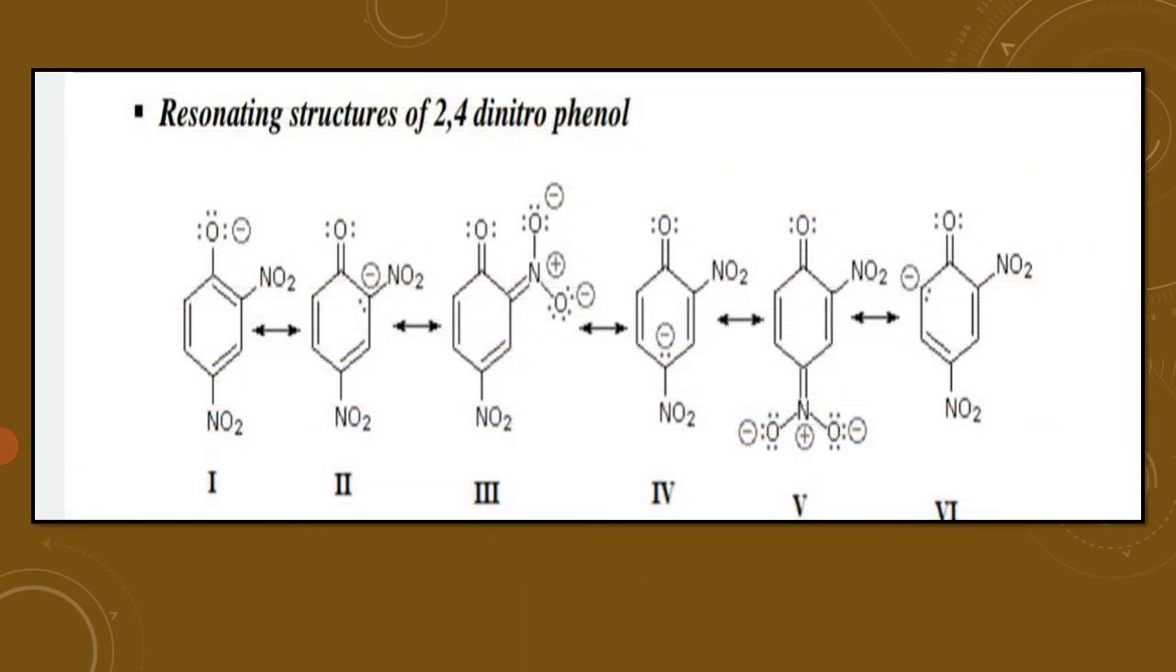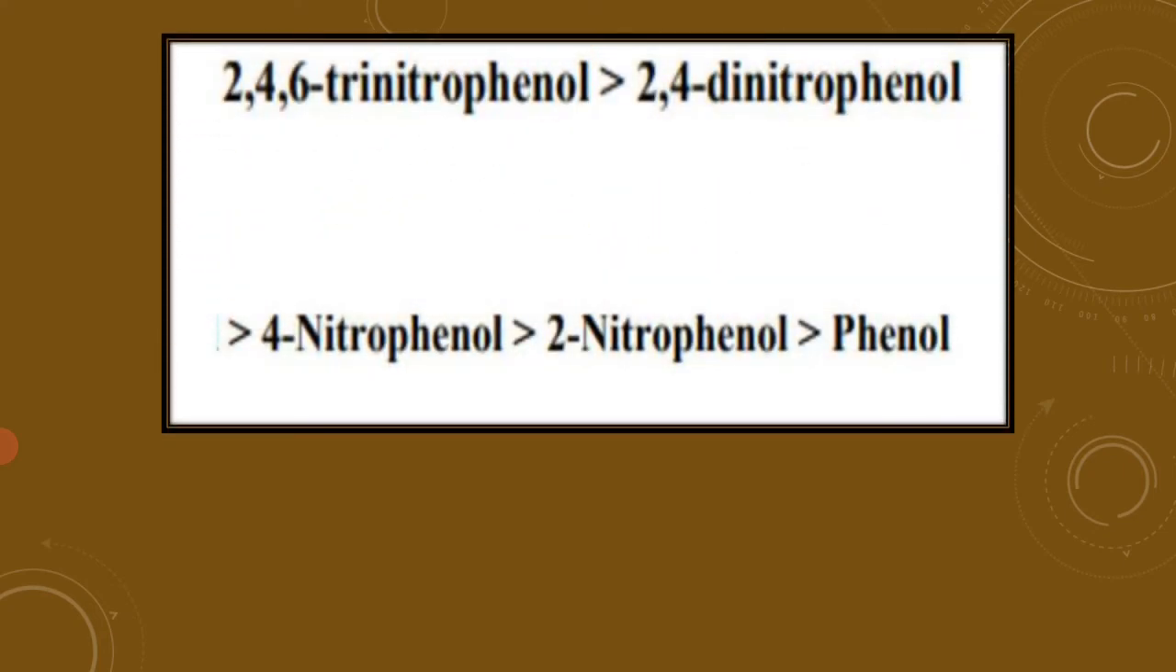These are the structures of 2,4-dinitrophenol. As the number of nitro groups attached to the phenol increases, the acidity of the phenol increases. The order of acidity is like this: 2,4,6-trinitrophenol is more acidic than 2,4-dinitrophenol, which is more acidic than 4-nitrophenol, that is para-nitrophenol, which is more acidic than 2-nitrophenol, that is ortho-nitrophenol, which is more acidic than phenol. Okay, understood? Thank you.